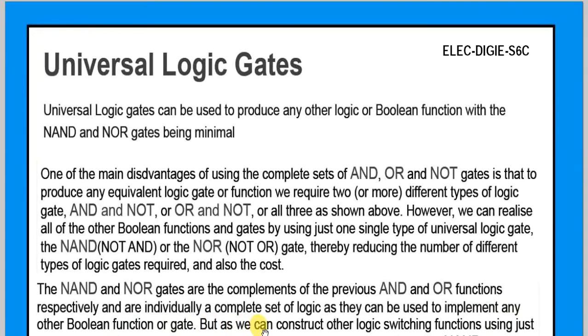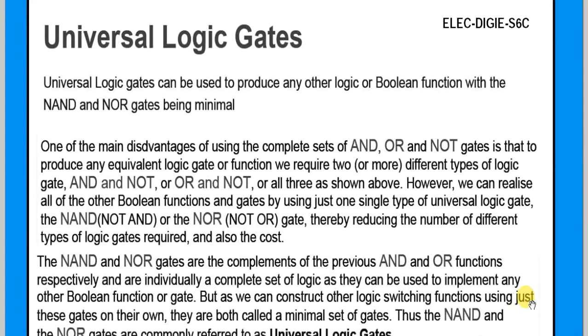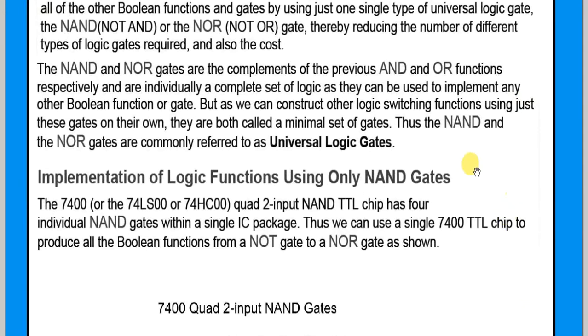But as we can construct other logic switching functions using just these gates on their own, they are both called a minimal set of gates. So thus the NAND and the NOR gates are commonly referred to as the universal logic gates.